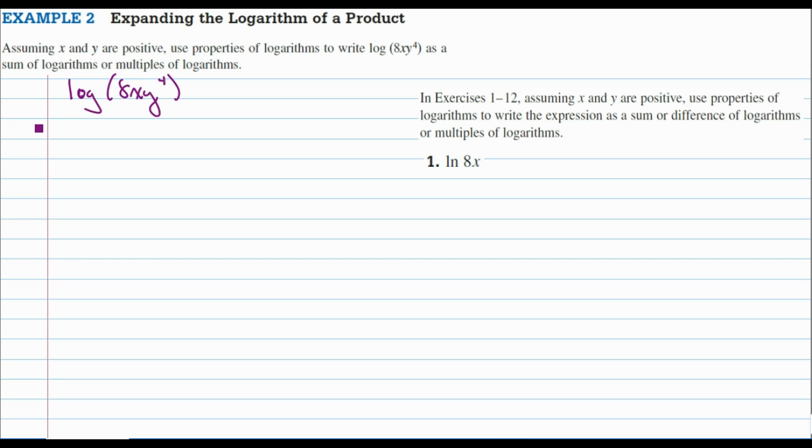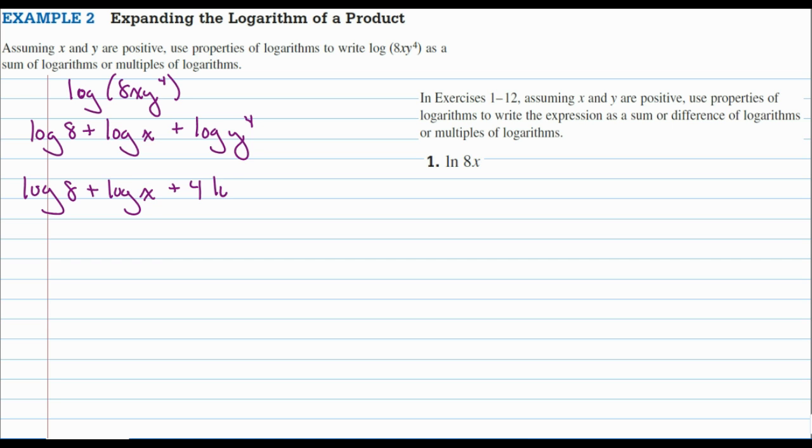So my expansion into a sum of logs will be the log of 8 plus the log of x plus the log of y to the fourth. So each multiplier gets its own log, and now the exponent of 4 can go in front: log of 8 plus log of x plus 4 log of y. Now that is a sum of logarithms or multiples. Here's our multiple of logarithm.